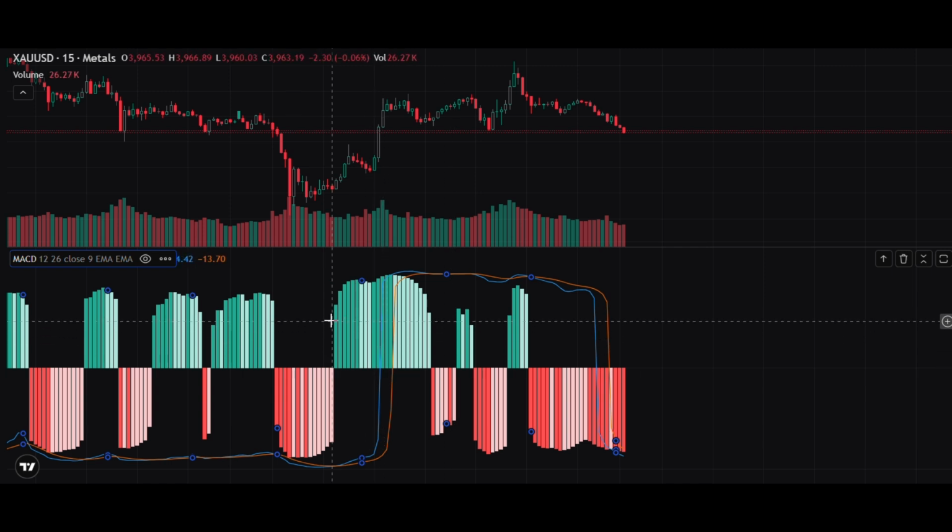So the MACD, this is called the histogram. We have green and white, red and white. What does this mean? It took me a long time to figure this out, but I'm going to teach you guys this in 4 minutes. The green on the MACD represents buyer momentum. The white on the MACD represents seller momentum.